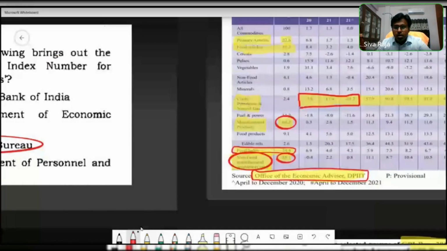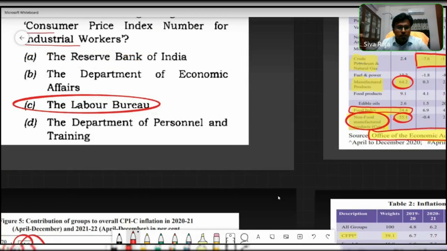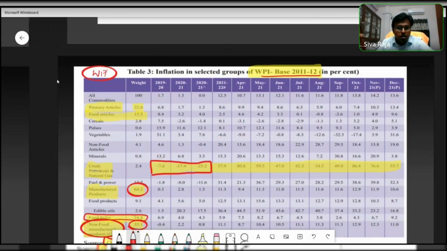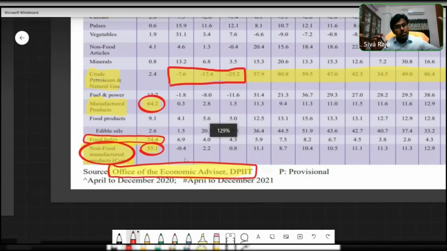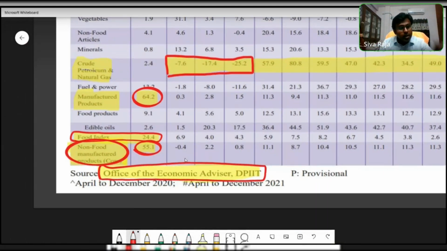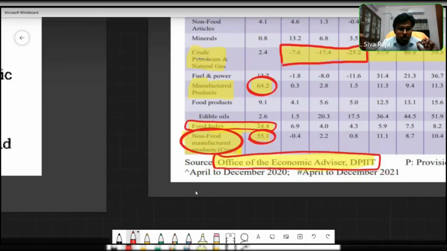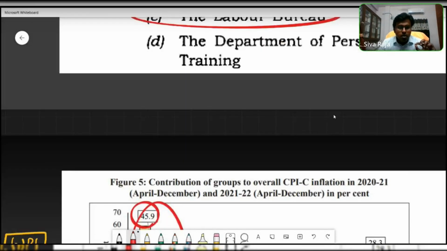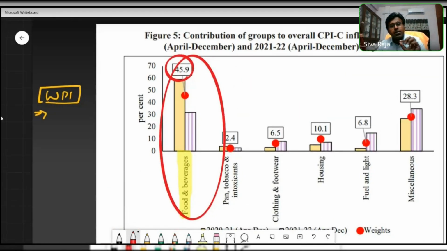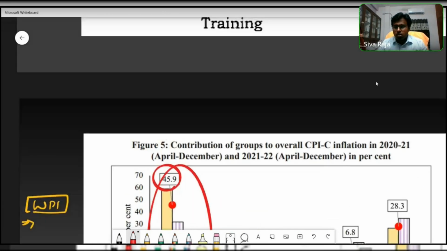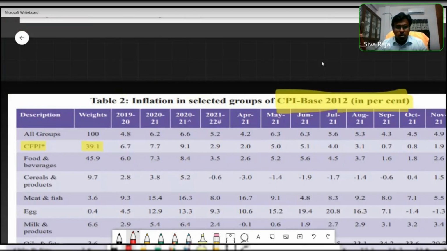Now, look at this. Here, it is not 45. Here, it is 25. In wholesale price index, manufacturing products are high. Food index is low. But here, look at this. In consumer price index, the food and beverages component is high. This is where the question will arise. For example, see, look at the question now. This also please note it down.